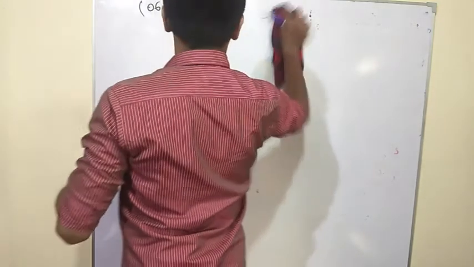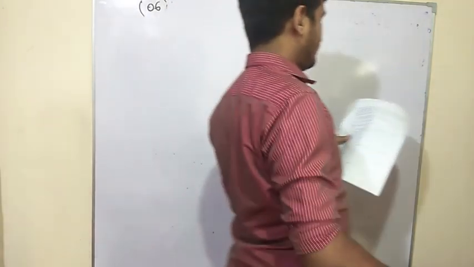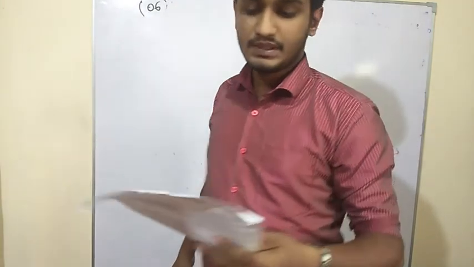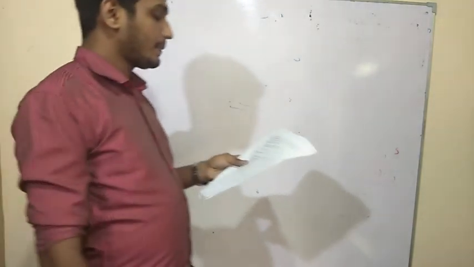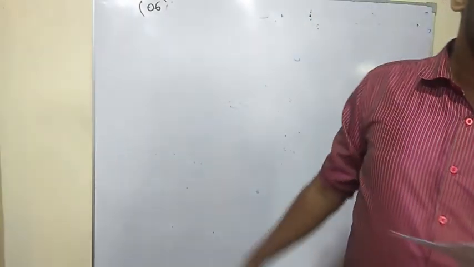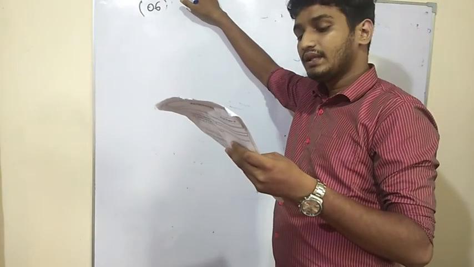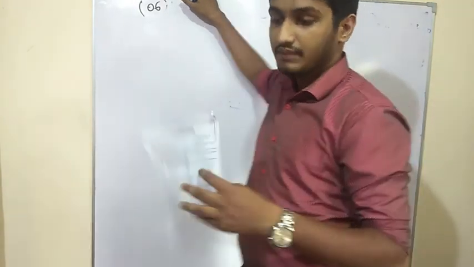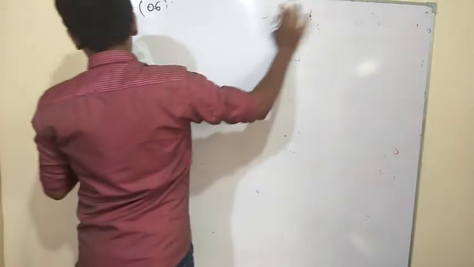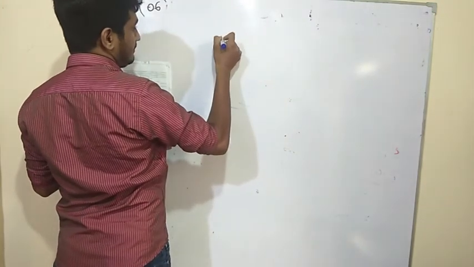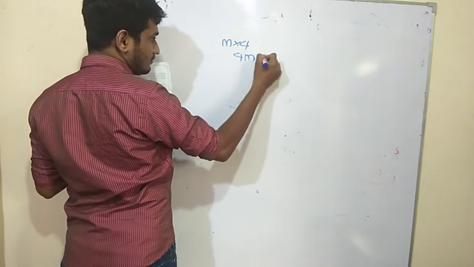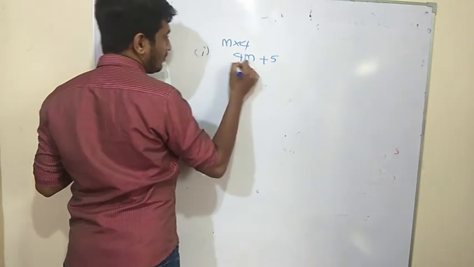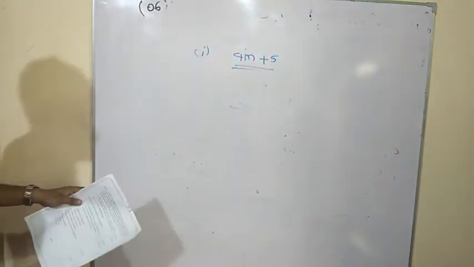5 more than 4. Construct algebraic expressions for the following. 5 more than 4 times the value represented by m. Now, there's an m. 4 times m means multiplied by 4, which is 4m. 5 more means 4m plus 5. So the expression should be 4m plus 5.